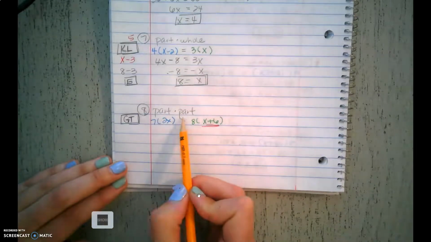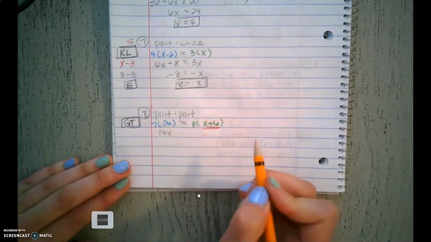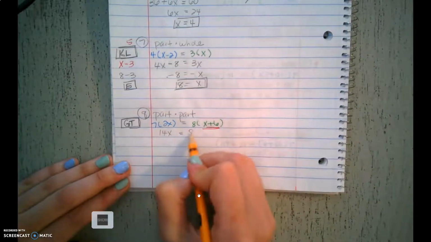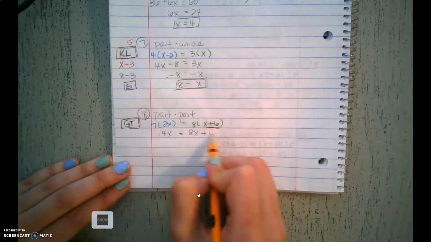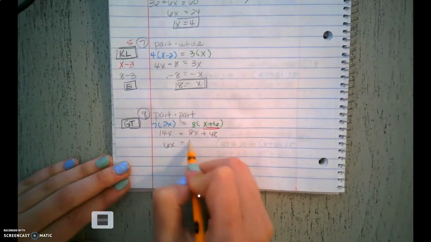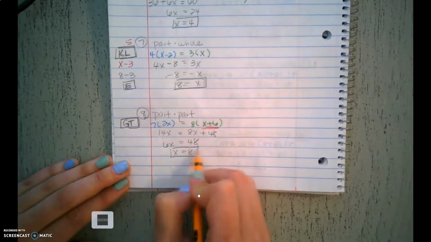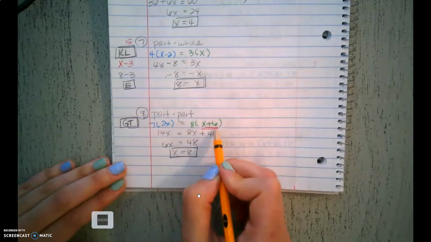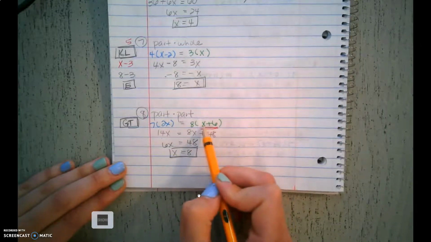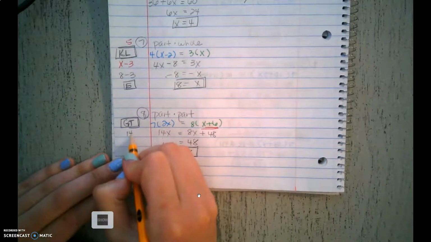Part times part, so we had a chord. So this is going to be 14x. This is going to be 8x plus 48. I'm going to subtract 8x to get 6x equals 48, and x equals 8. Well, x equals 8, but we're supposed to find GT. GT, I underline here, is x plus 6. So 8 plus 6 is 14.